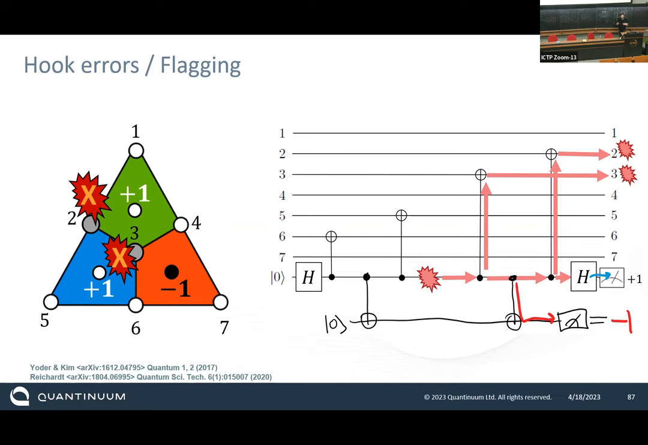So this allows us to modify our circuit and get back the distance of the code.